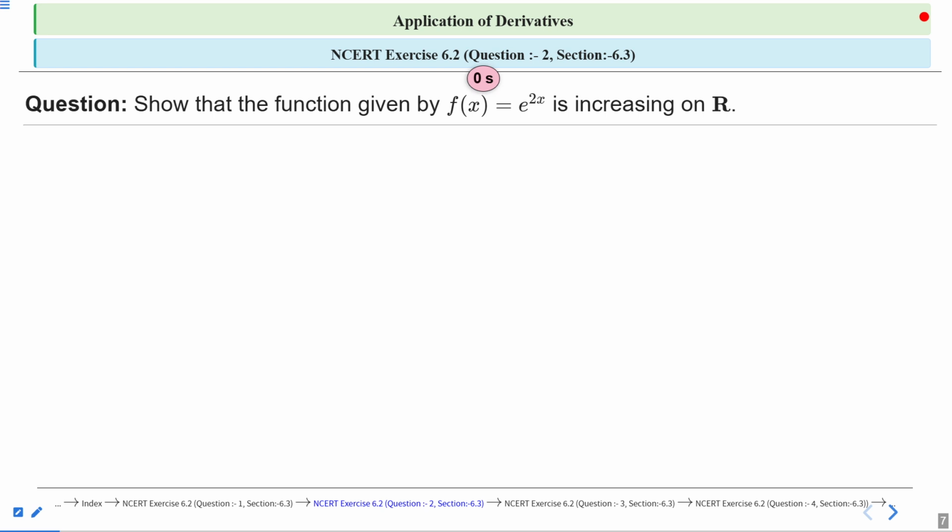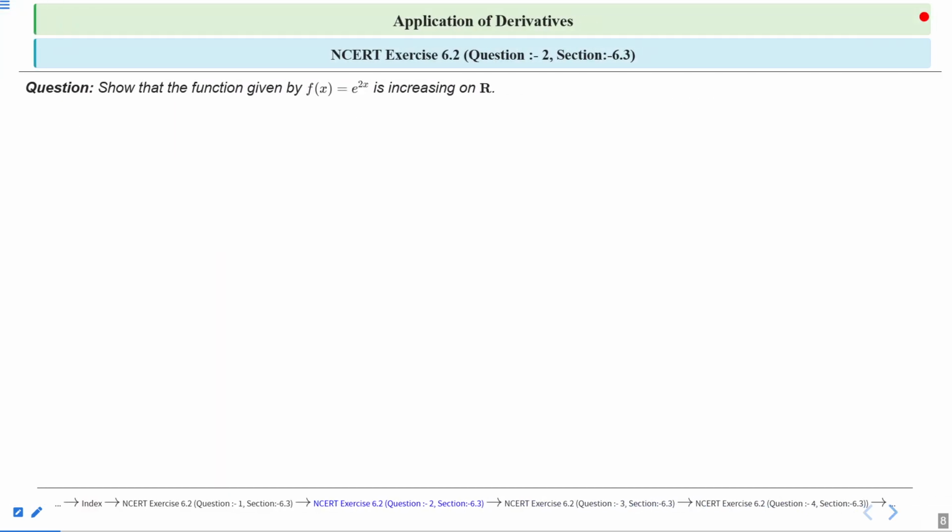Okay, let's move to the solution part. See, we need to show that the function given by f(x) equal to e to the power 2x is basically increasing on all real numbers, right? So the answer is the function f(x) equal to e to the power 2x is increasing on all real, right? This we need to prove actually. So let's see the solution part.